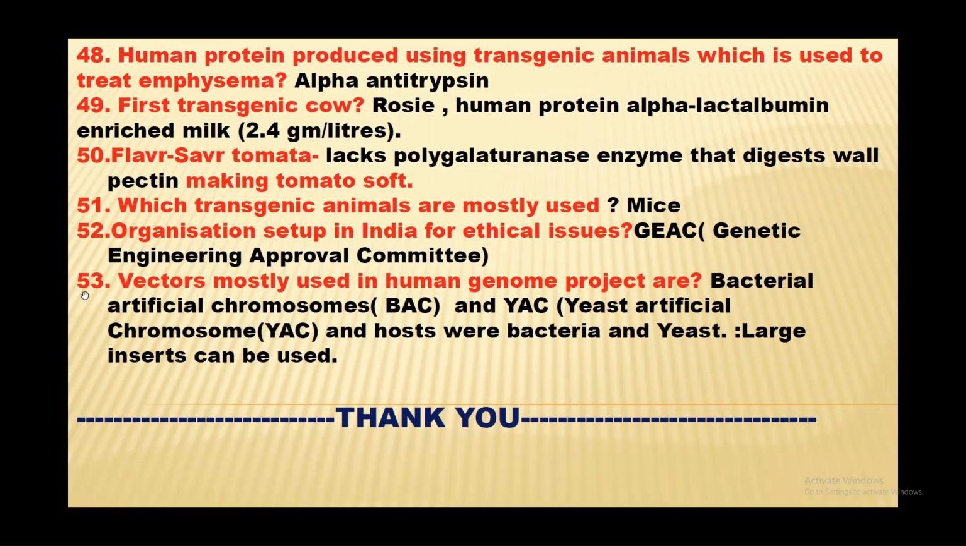See the 53rd. Vectors mostly used in the Human Genome Project are bacterial artificial chromosomes and yeast artificial chromosomes, and the hosts, bacteria and yeast, are very much used in the field of the Human Genome Project. Large inserts can be used.